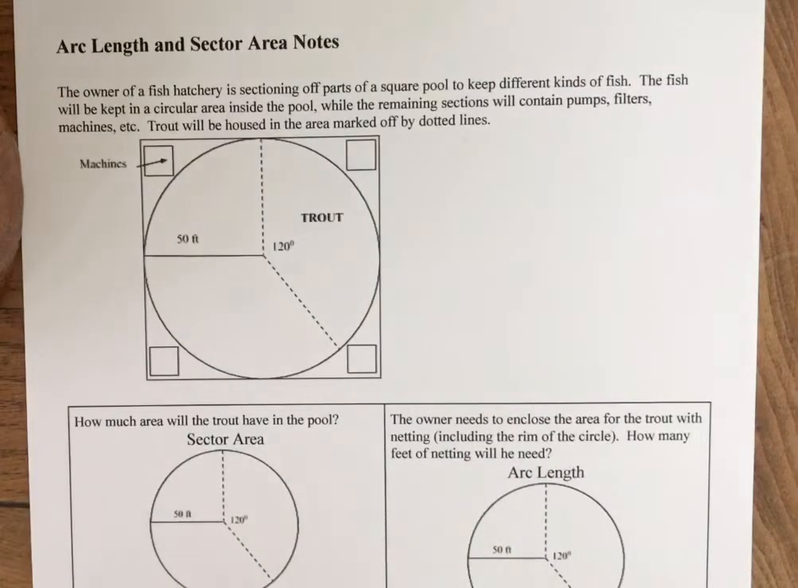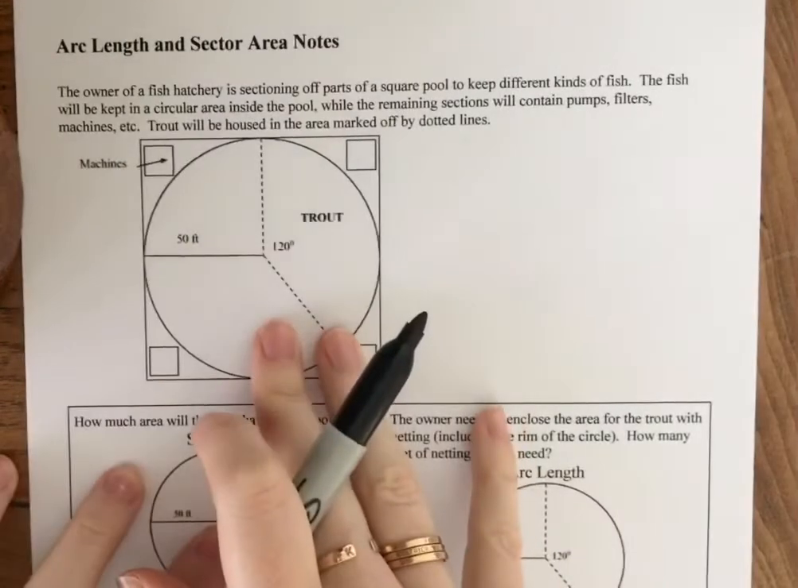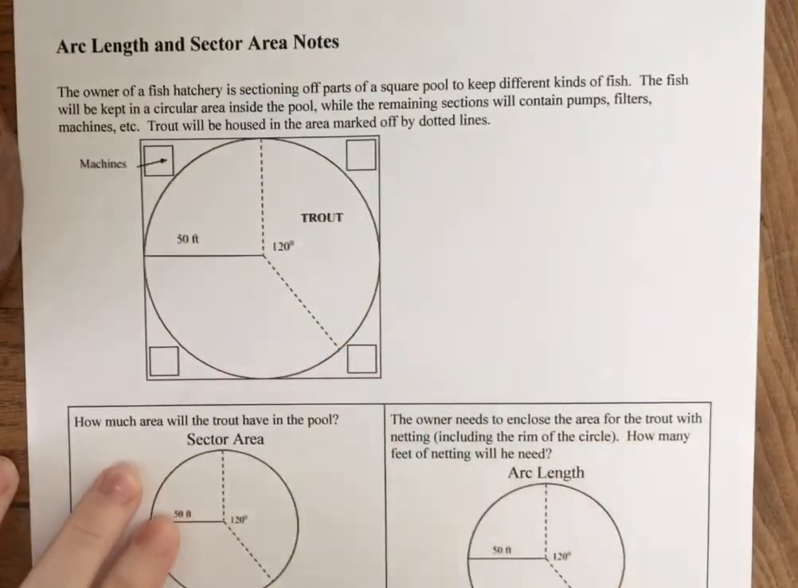Okay, in this video, we're going to be talking about two things, arc length and sector area. So let's look at the situation that we're going to start with, and we will talk about how to find each thing. It says the owner of a fish hatchery is sectioning off parts of a square pool to keep different kinds of fish.